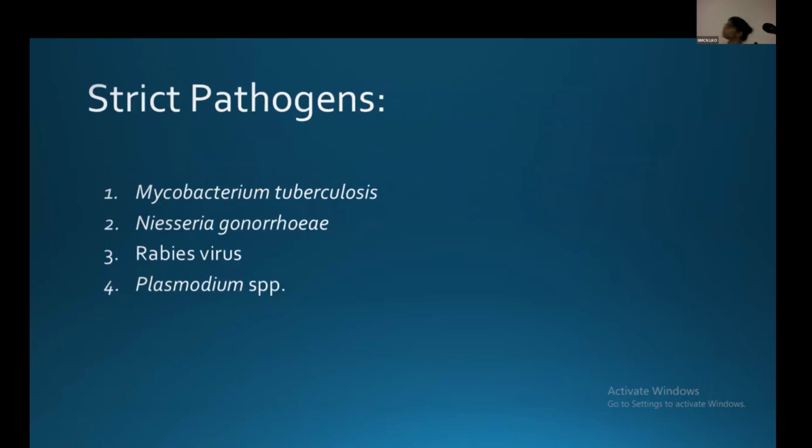Then coming on to strict pathogens. These bacteria, if encountered in any culture plate and seen in any smear, are always considered significant. These are Mycobacterium tuberculosis, Neisseria gonorrhoeae, which is the causative agent of gonorrhea, rabies virus, and Plasmodium species. Okay. Plasmodium species, which causes malaria.